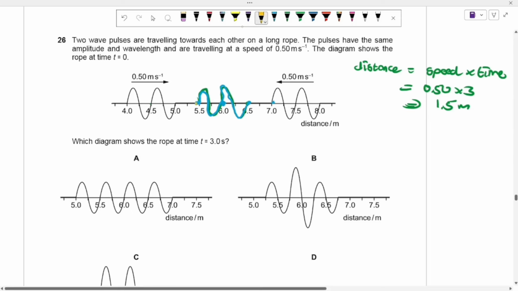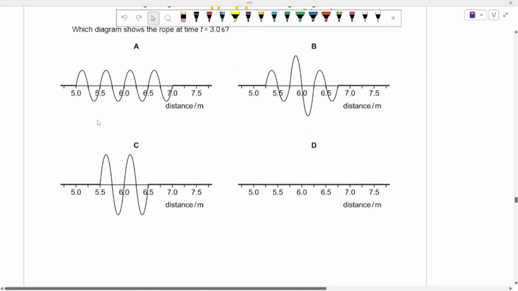Here they add up. Here they add up. Here they add up. Here they add up. So we're just going to form one big wave that is going to be present at the middle. So we're just going to look for an answer which is one big wave, which is constant because they have the same amplitude, right? So it's one big wave, constant here, constant here.